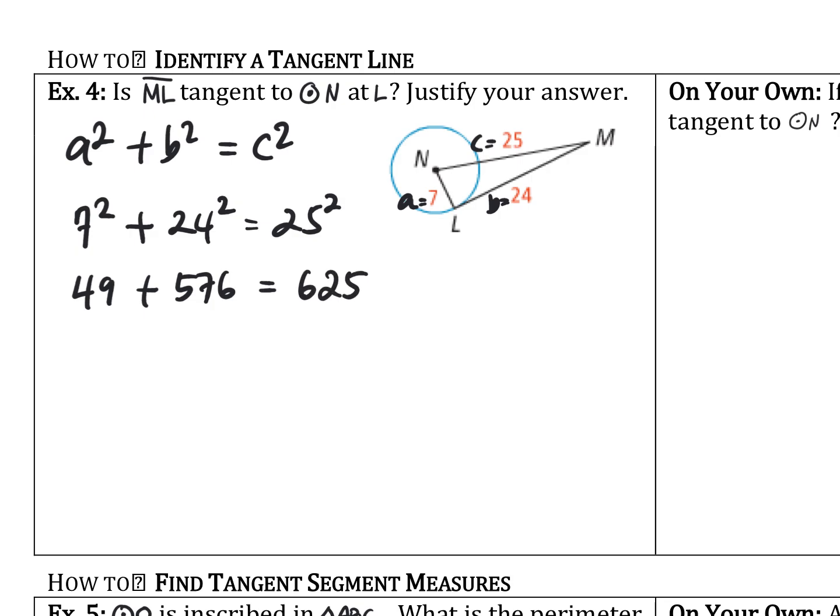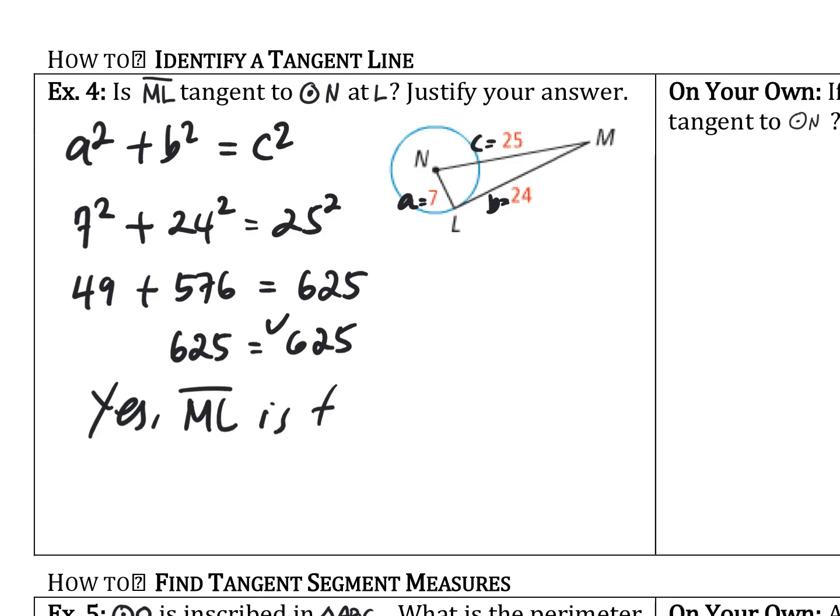So if we're going to add this together, 49 plus 576, it's going to give you 625 is equal to 625. So it means to say that, yes, we can conclude that line segment ML is tangent to circle N.